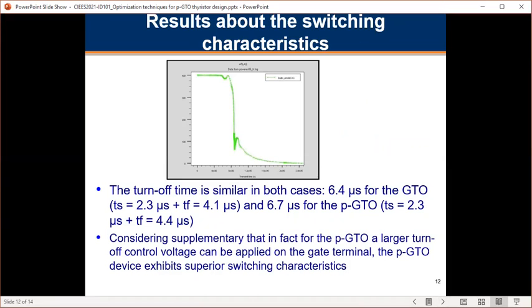About switching characteristics, the result is that the turn-off time is similar on both devices. But considering supplementary that in fact for P- GTO, a larger turn-off control voltage can be applied on the gate terminal. We see 27 volts compared to 14 volts or 9 volts. So the P- GTO device exhibits superior switching characteristics.